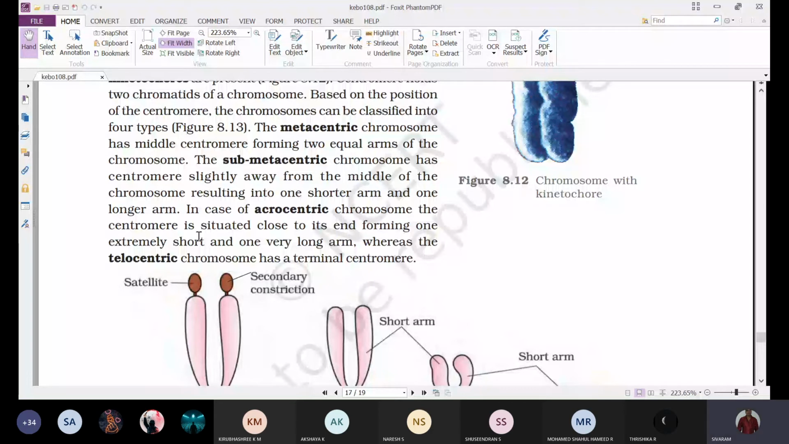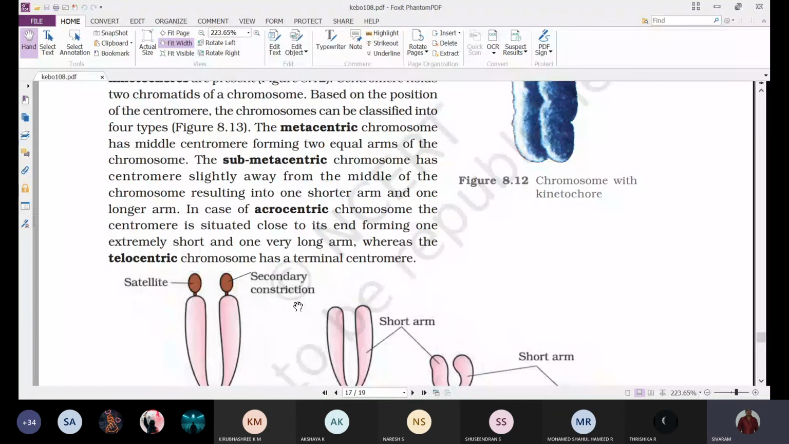And the fourth type is telocentric. Here the centromere is present at the terminal, that means at the tip of the chromosome. We'll find only one chromatid. The other chromatid is absent. That is what we can see here.